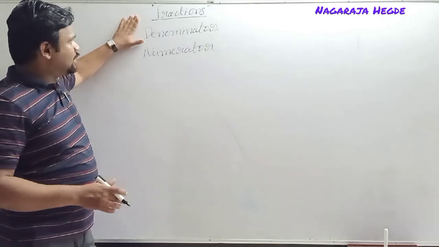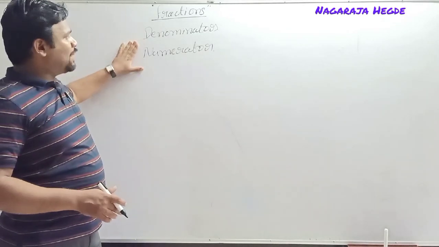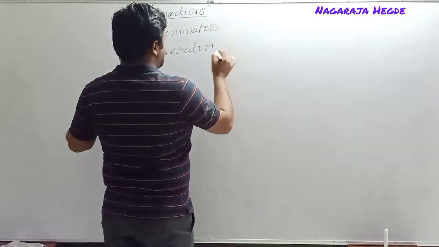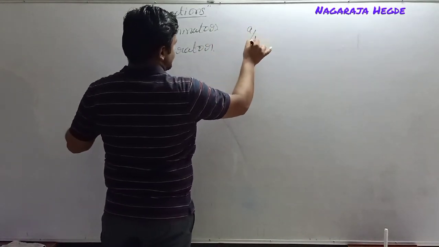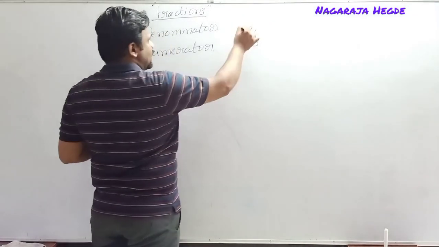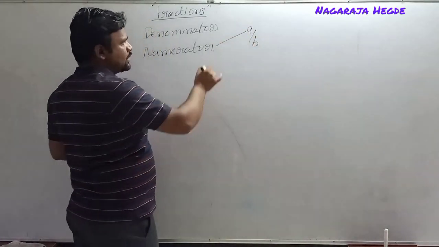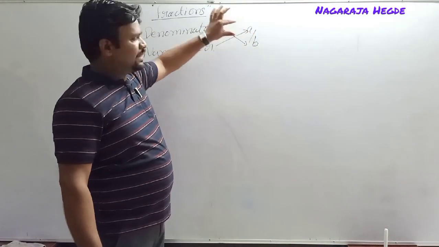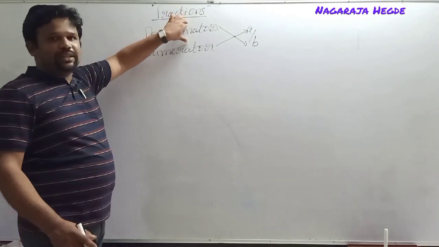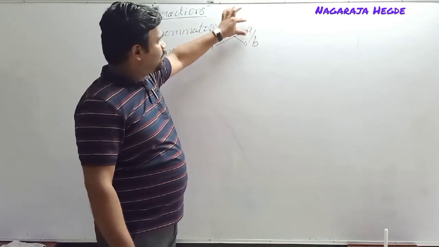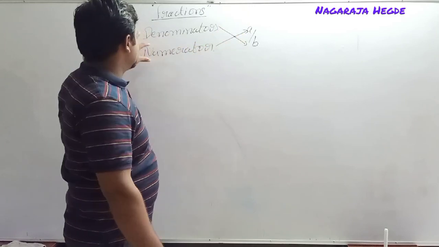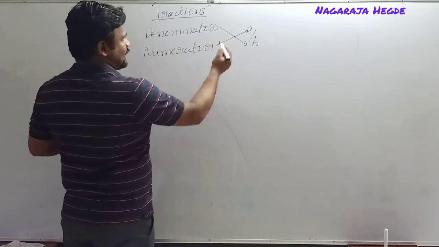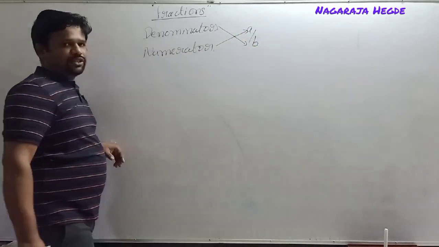That is called the denominator. In that, how many parts are taken? That is called the numerator. It is represented in A by B form, where A represents the numerator and B represents the denominator. A unit is divided into how many parts, and of that number of parts, how many are taken? That is called the numerator.